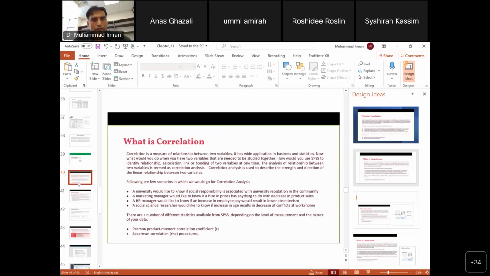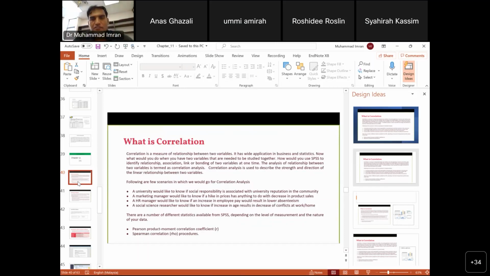Okay, so this is the theory in front of you. What is the correlation? Correlation is a measure of relationship between two variables. We have an idea about variables. What is a variable? We know very well about it. It has wide application in business and statistics. Now what would you do when you have two variables that need to be studied together? How would you use SPSS to identify relationship, association, link, or bonding of two variables at one time?